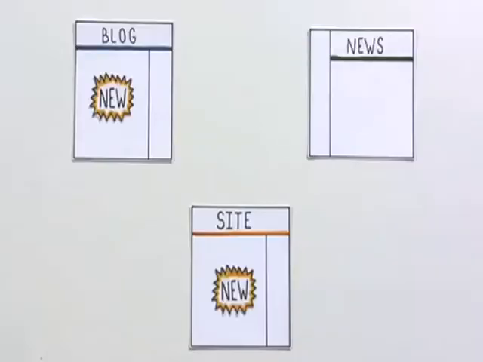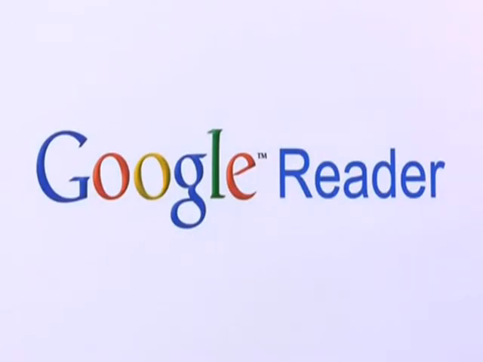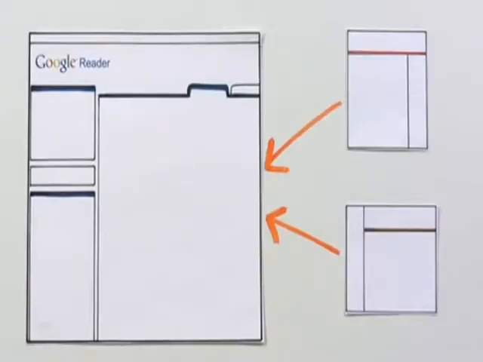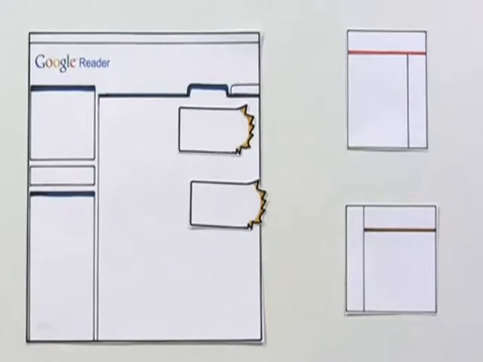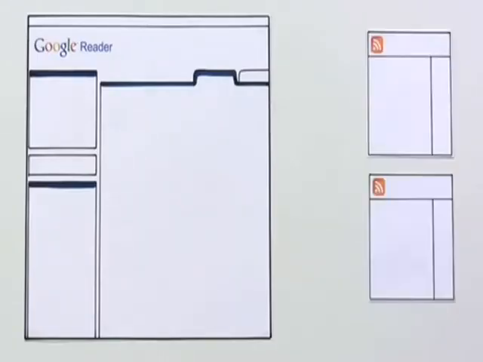Things move fast on the web, and it's hard to keep up with your favorite sites by visiting them separately. Thankfully, Google Reader can help. Google Reader lets you subscribe to websites, so new content comes to you when it's posted. Here's how it works. Subscribe to feeds from your favorite sites. Feeds enable new content from these sites to appear in Reader.